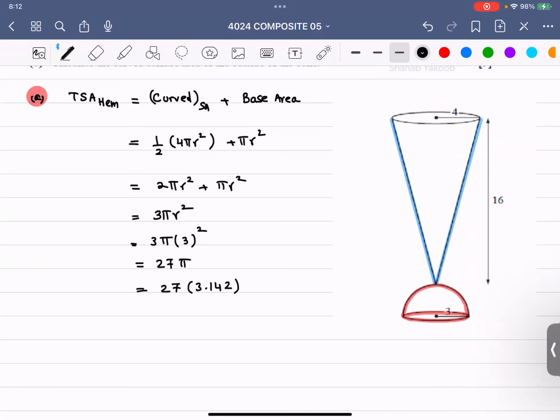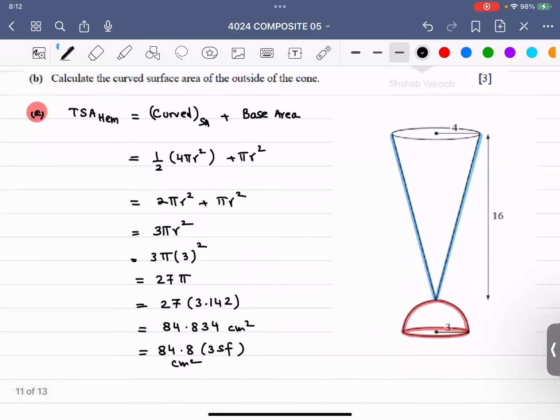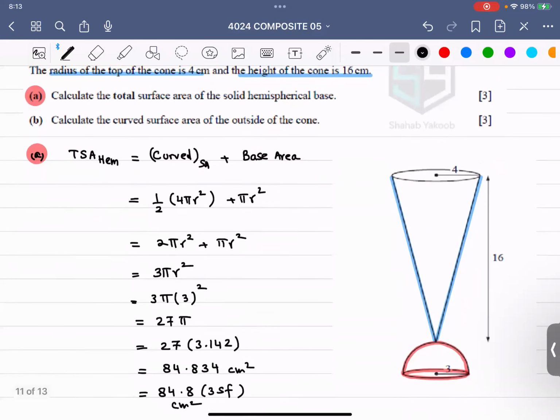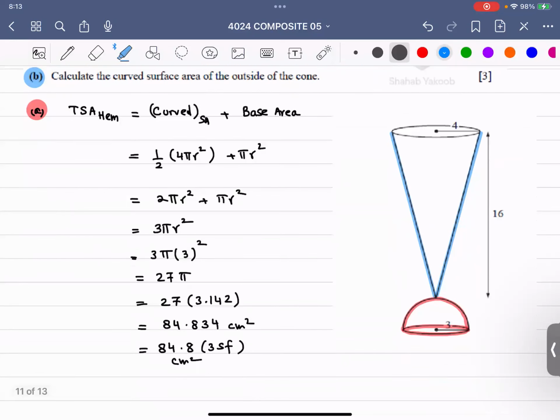So I'm grabbing my calculator. That is 27 into 3.142. This comes out to be 84.834. And this is 84.8, correct to 3 significant figures. This is centimeter square. What about the next part? The next part is about the curved surface area of the outside of the cone.